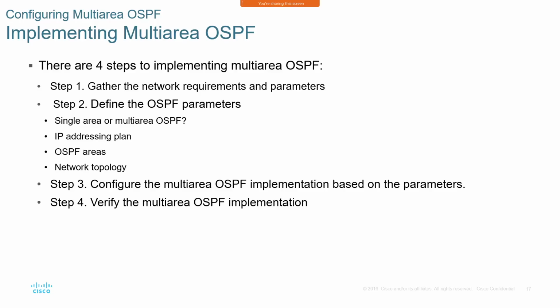Our second step is to define the parameters. Are we going to use multi-area? Are we going to use single area? What is the IP addressing plan? What are the areas if there are multiple areas? What is the network topology? If we are configuring broadcast and non-broadcast, who is going to be the designated router? Who is not going to be the designated router? All of this is important. In step number 3, configure the multi-area OSPF implementation based on the parameters and verify the multi-area implementation. Let's get down to an example.